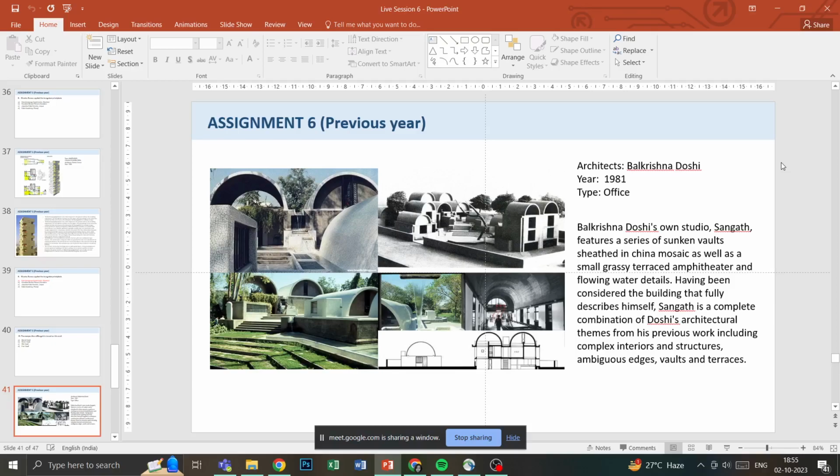Sangat features a series of sunken vaults, sheathed in china mosaic, as well as a small grassy terraced amphitheater and flowing water channels. Having been considered the building that fully describes himself, Sangat is a complete combination of Doshi's architectural themes from his previous work, including complex interior structures, ambiguous edges, vaults, and terraces.